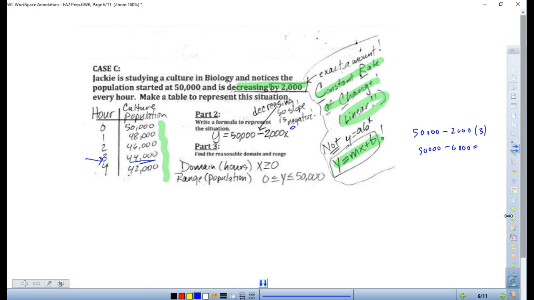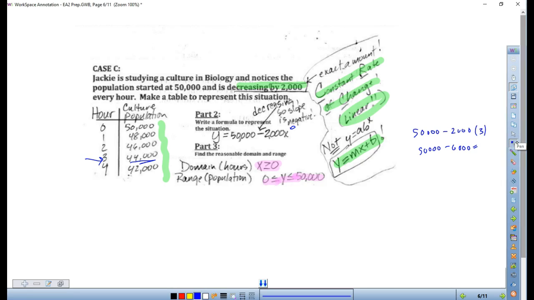All right, so then the domain in this case is hours again. And so they start at 0 and go up. And then the range is the population, and I used my same reasoning that it would eventually run out of bacteria. So you go down to 0, or you'd have a partial bacteria.